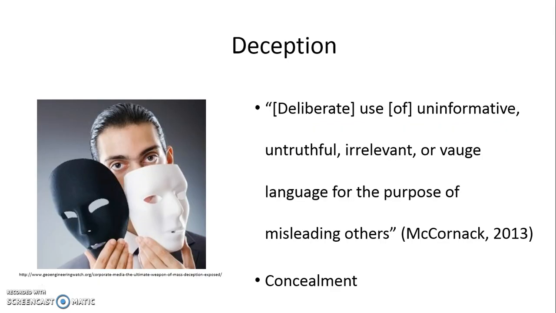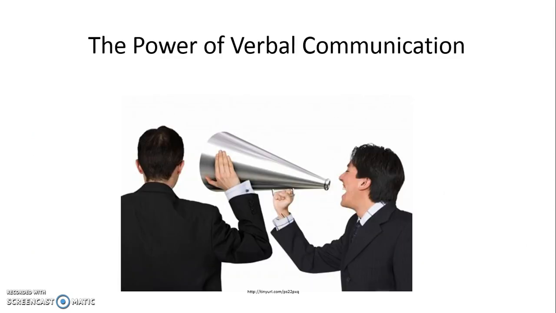Another barrier is deception. If we look at McCornack, it says that it's deliberate use of uninformative, untruthful, irrelevant, or vague language for the purpose of misleading others. Essentially, it's tricking people, lying to people. Sometimes this can be the outright bold-faced lie, and sometimes it can even just be not telling the whole truth or omission, which we also know as concealment, where we start leaving out some information. All of these can be very hurtful to having cooperative verbal communication.